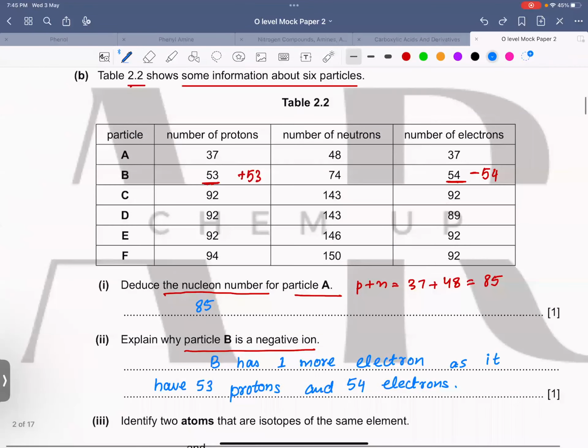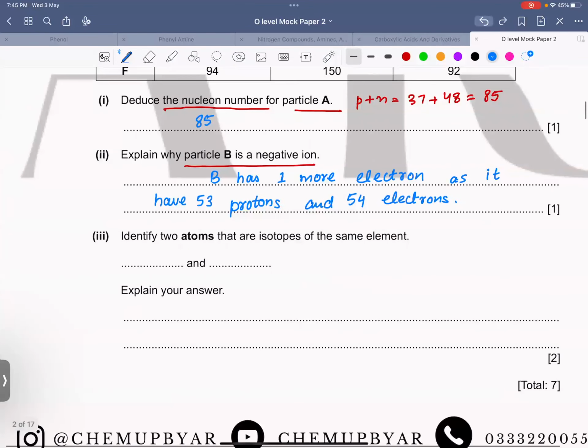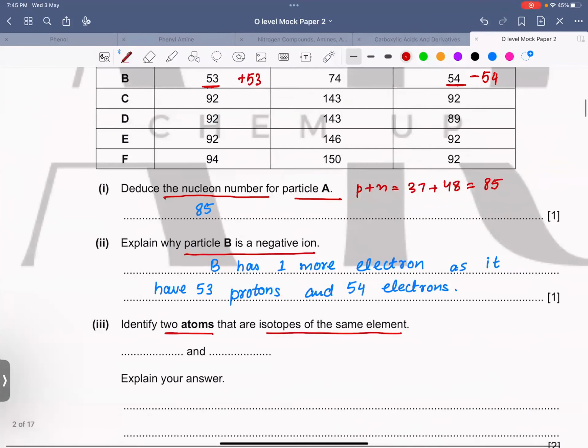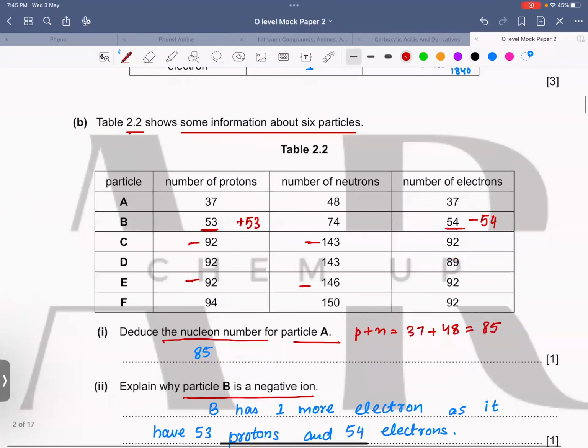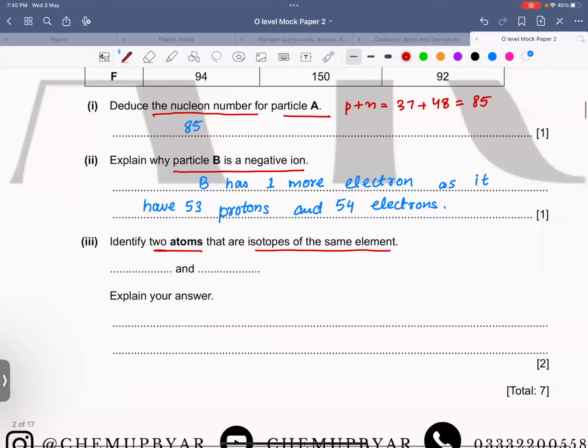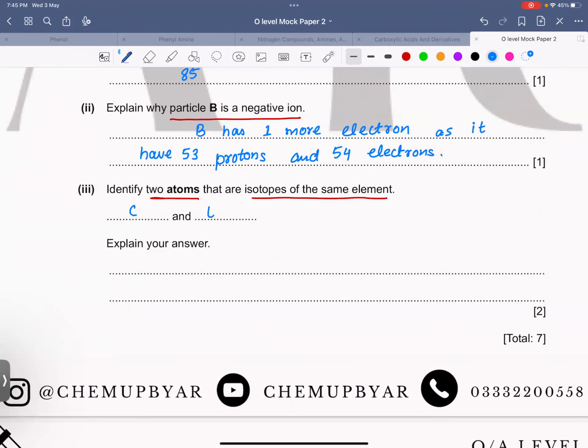Part B3 from question number 1. Identify two atoms that are isotopes of the same element. Sir, it's C and E. They have the same number of protons. C and E have an equal number of protons but a different number of neutrons. So here I write C and E.